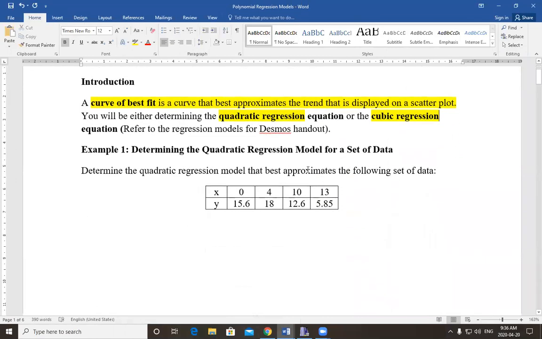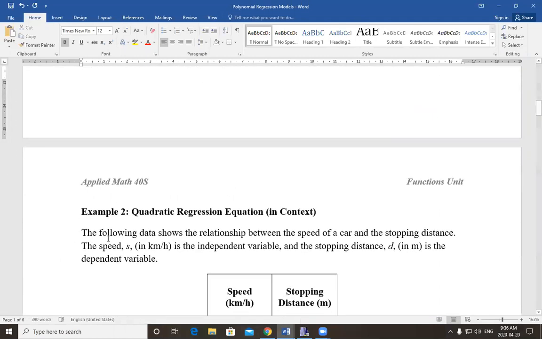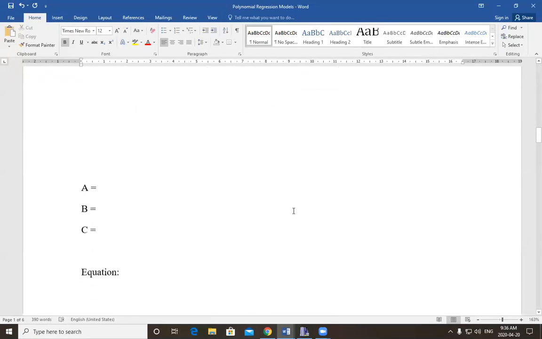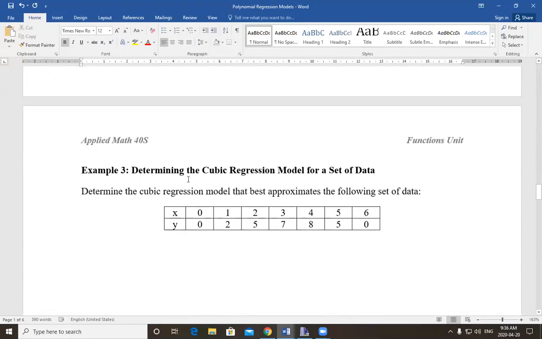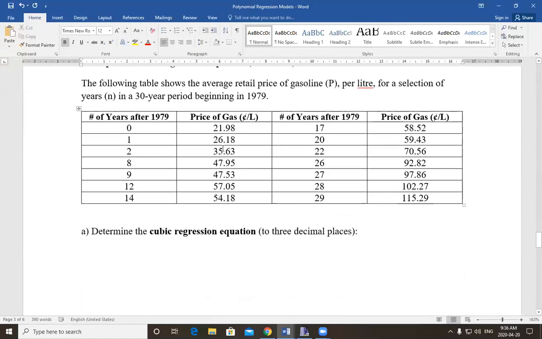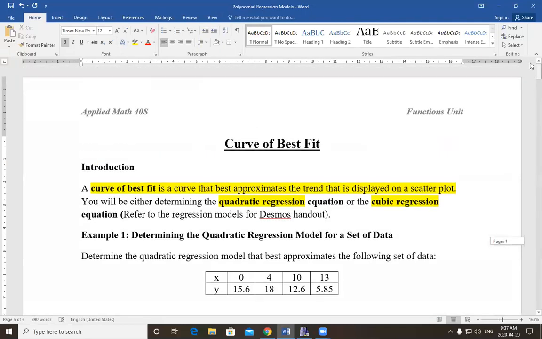So we're going to go through 4 examples today. We're going to do 2 quadratics and 2 cubics. The first example for each will be just a basic level 1 where we have some data without context. Then we'll be going through an example with context. Then a cubic regression without context, and then a cubic regression with context.